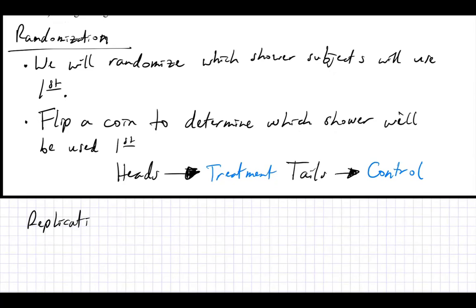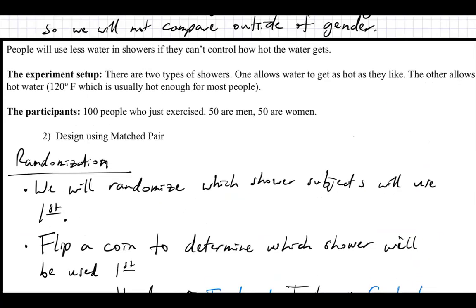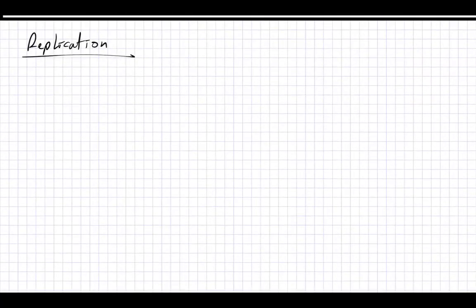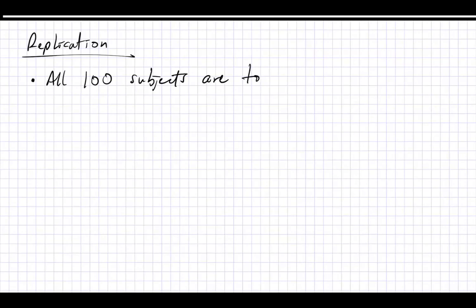Replication. Replication is going to be a little bit more here because we have to explain what we're replicating. So we have to explain what's going on. So we would start by, how many do I have? 100. So I would say all 100 subjects are to take 2 showers. All 100 subjects are to take 2 showers.